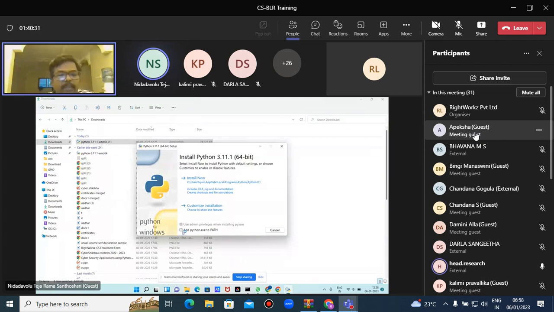Yeah, now select add path. Perfect. Add path. You can select both.